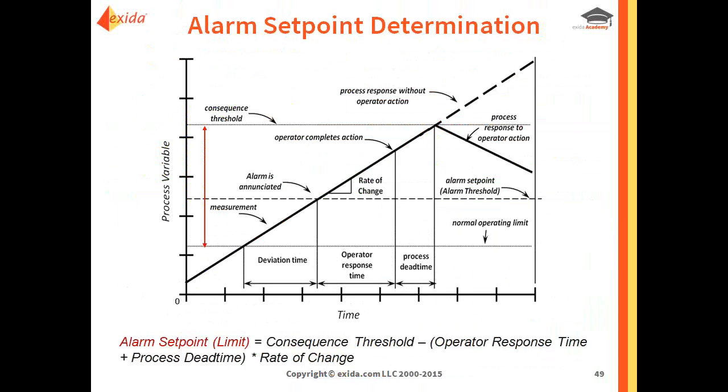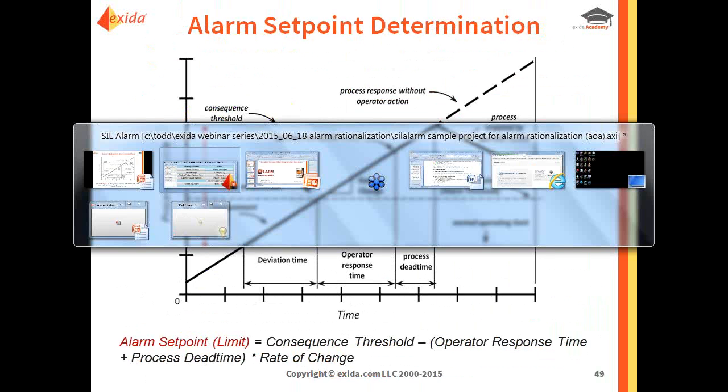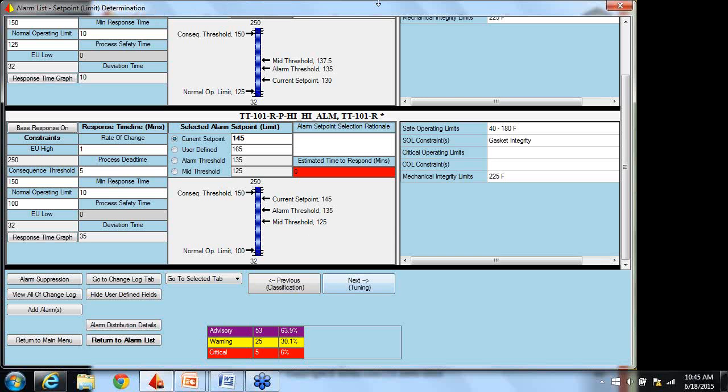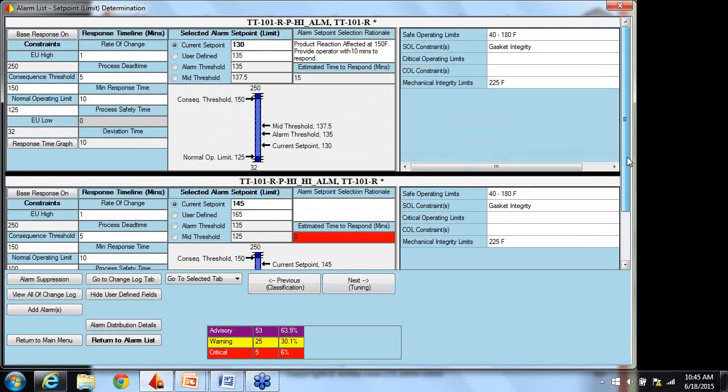So in SILAlarm, we have the ability to do some calculations if we establish what the consequence threshold is, that is when that next layer of protection would kick in, the amount of time that the operator has to respond, and the process dynamics. So in this case, we see the initial alarm limits that were defined, 130, where we had nuisance alarms at 145. There was not enough time for the operator to respond with 145. So we're going to look at modifying the alarm limit to 135 for the high alarm.